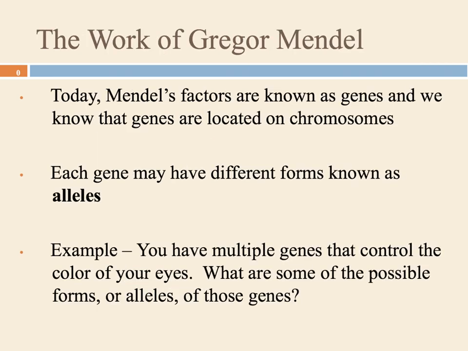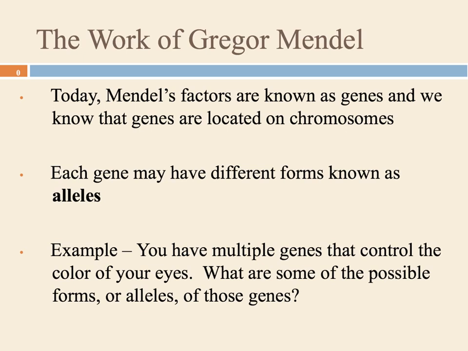So alleles simply are different forms of a gene. For most of the traits that we're going to talk about, the traits are controlled by only 2 alleles. But later in the unit, we're also going to talk about traits that are controlled by more than 2 alleles. So for right now, we're going to look at traits that are only controlled by 2 alleles.